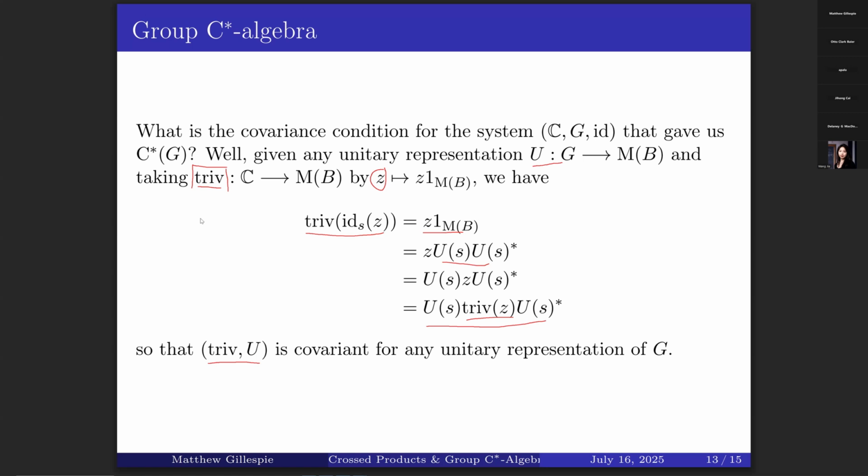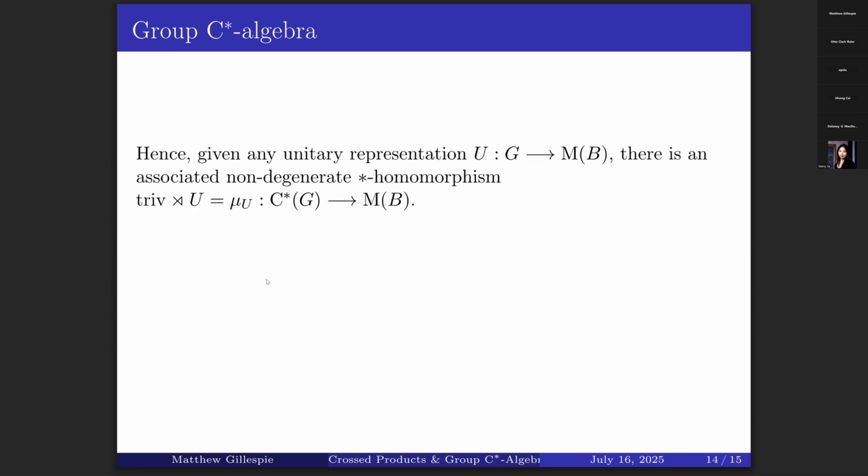So what does that actually tell us? Well, what it means is that if I take any representation of G, then by the universal property of the cross product, there's an associated non-degenerate star homomorphism of the cross product. In this case, the cross product is the group C star algebra. I'm going to denote this integrated form by mu sub U, because the trivial part here is really irrelevant. We really care about just the U here. So this gives us a homomorphism of C star of G.